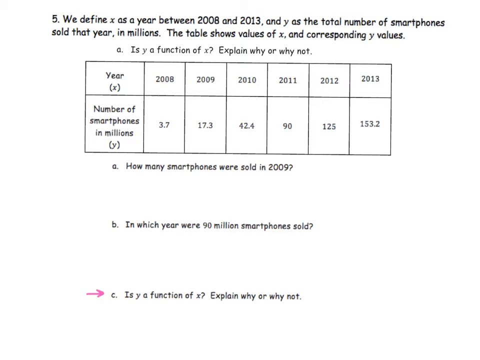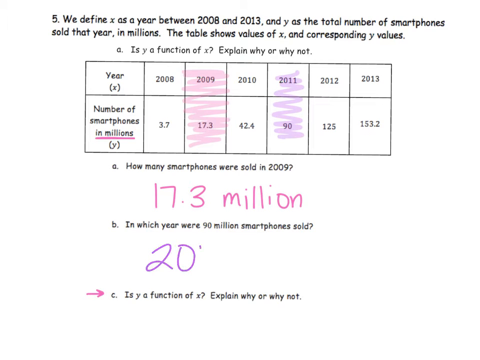How many smartphones were sold in 2009? So this is just, can you read our table? So 2009, it was not 17.3 smartphones. Look at your labels in millions. So 17.3 million smartphones were sold. Then it asks, in which year were 90 million sold? So here's 90 million. It was the year 2011.